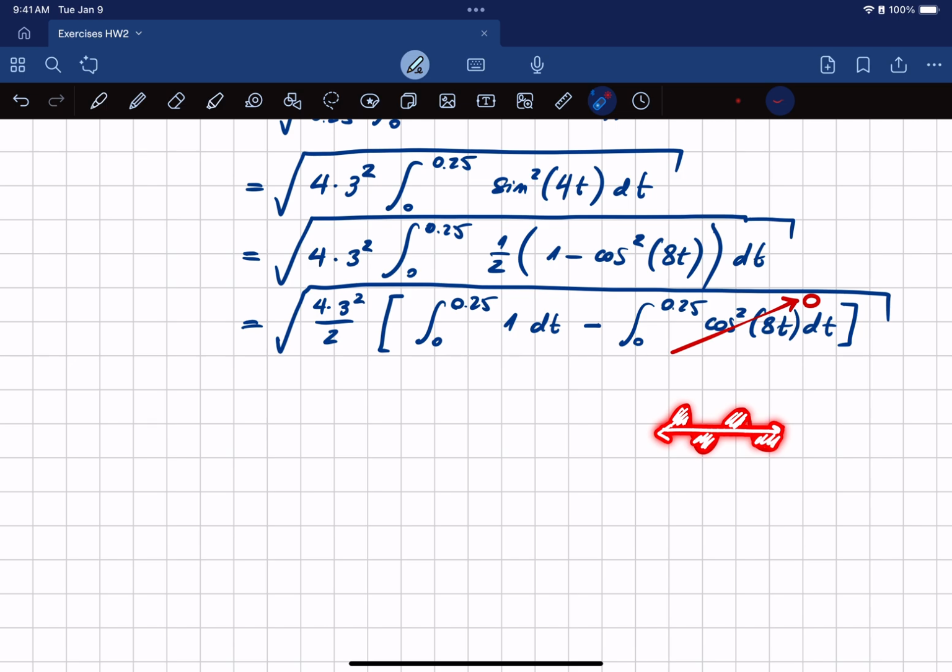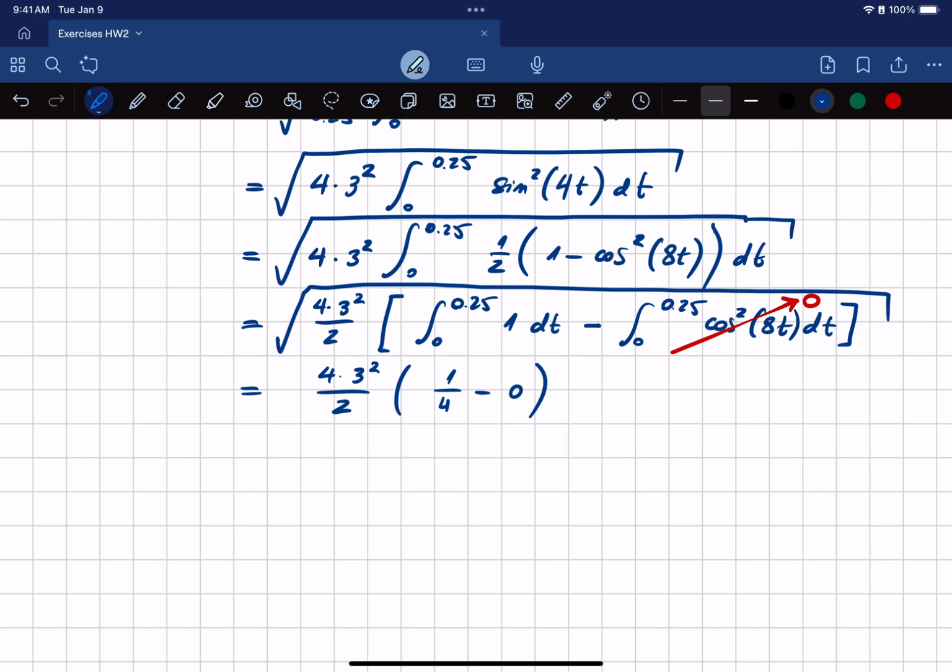So basically, we're going to have 0 as a result. You can do the actual calculation, and you're going to get there, but that's basically the explanation. So with only this part, we're going to get 4 times 3 square over 2, and then we get 0.25, which is 1/4, right? 1/4 minus 0. Essentially that, and everything is square root.